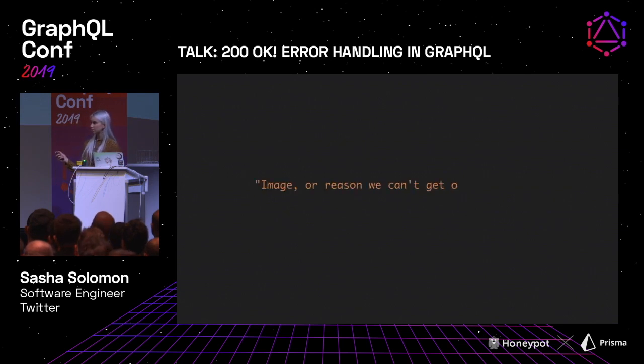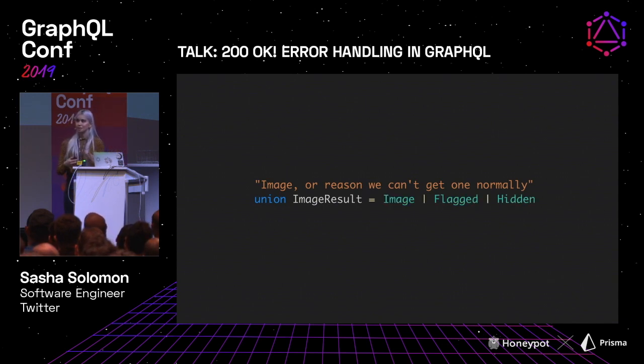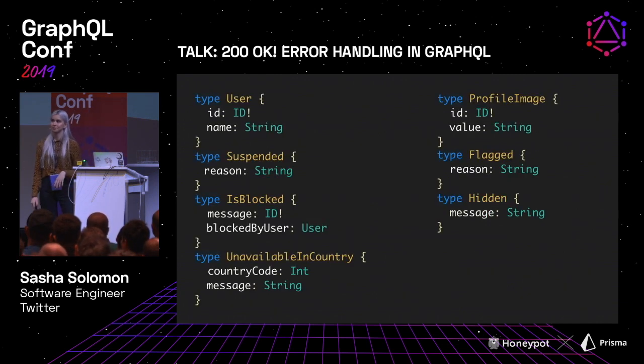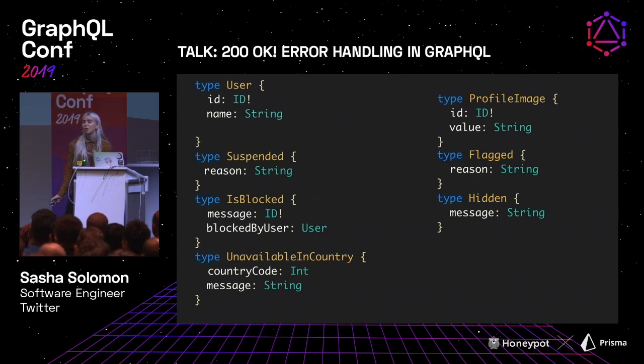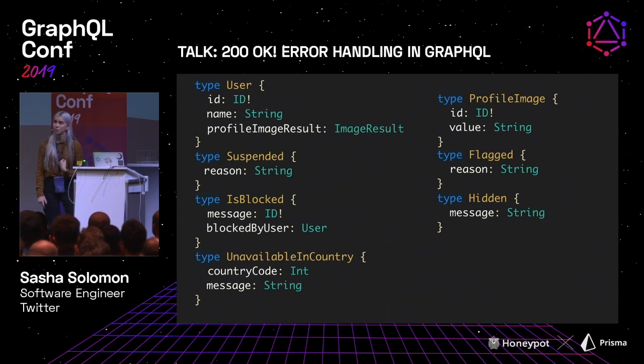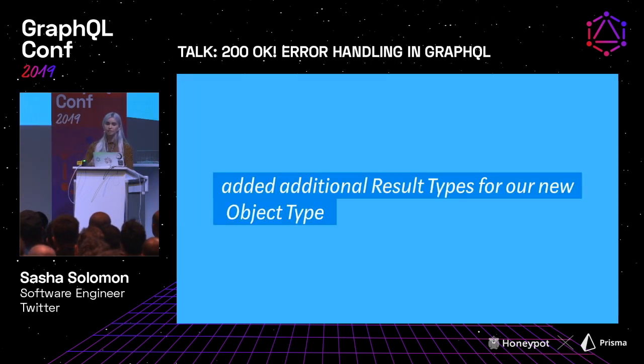So let's look at this. It's our same union as we had before. It's an image now, or a reason we can't get one normally. And again, we have our image, or this image is flagged, or it's hidden. And of course, we have to update our user here. Again, probably more fields on this, but let's add our profile image result, and it's of type image result. Cool. So what did we do here? We added additional result types for our new object type. So we can keep adding different result types for different types that we have in our schema.